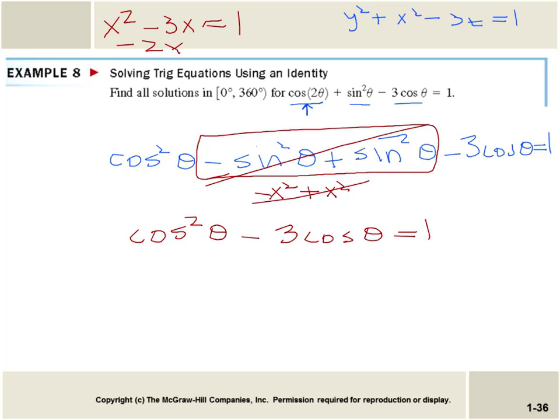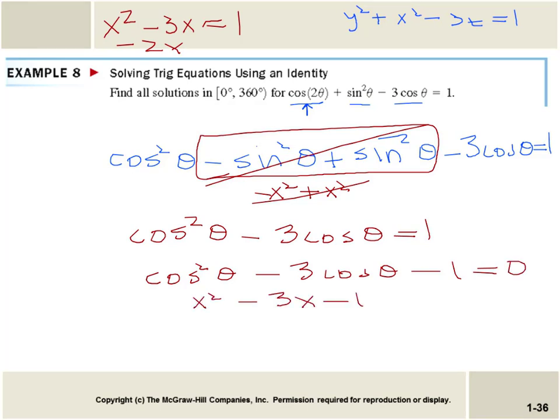No, I wouldn't use the identity for cosine squared, because now I have cosine squared theta minus 3 cosine theta minus 1 equals 0. It's the same thing as x squared minus 3x minus 1 equals 0, isn't it? I'm waiting, Laura. What's up? Got it? I just changed it to an x. I said cosine theta equals x.